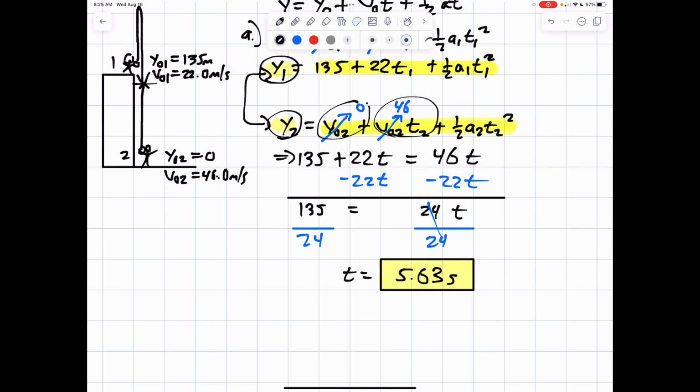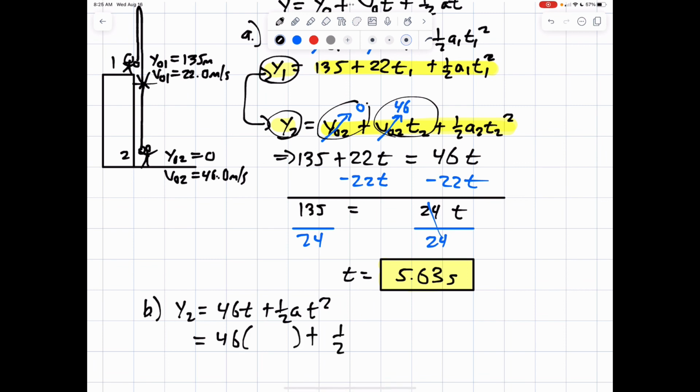Now in part B, it's asking where will they collide? Well, you have two positions as a function of time, so pick one, doesn't matter. I'll pick the bottom one because I get to zero something out. So y2 equals 46t plus 1/2 a t squared, and just plug into it. So 46, plug in the 5.63, plug in your negative 9.8 for a. Don't forget to square your t again.